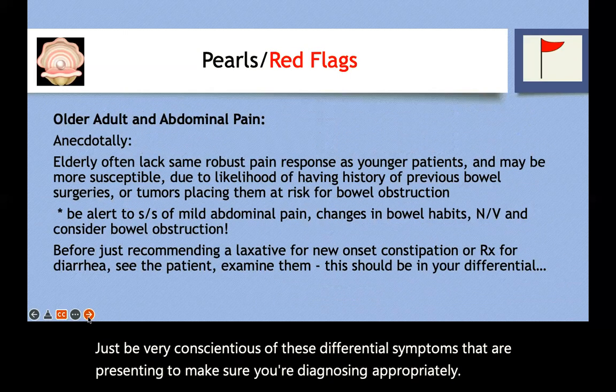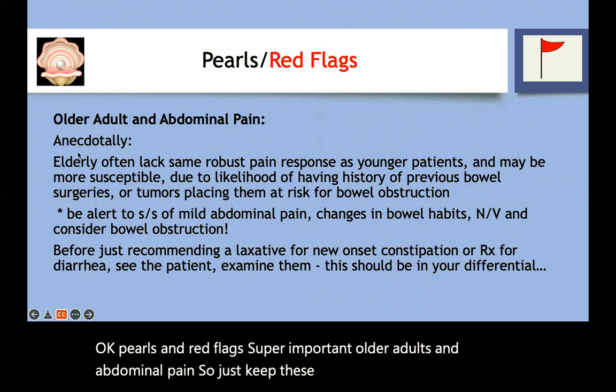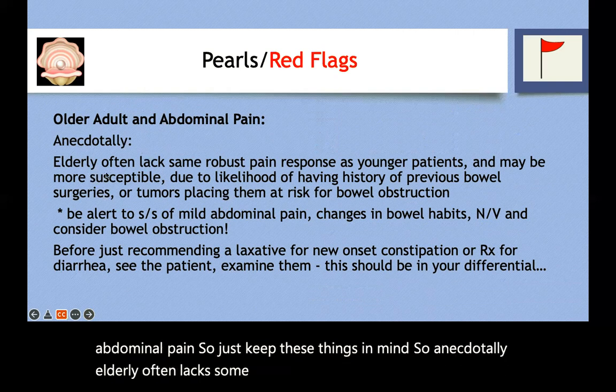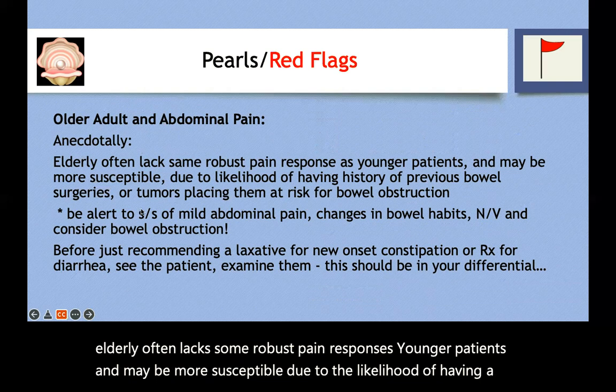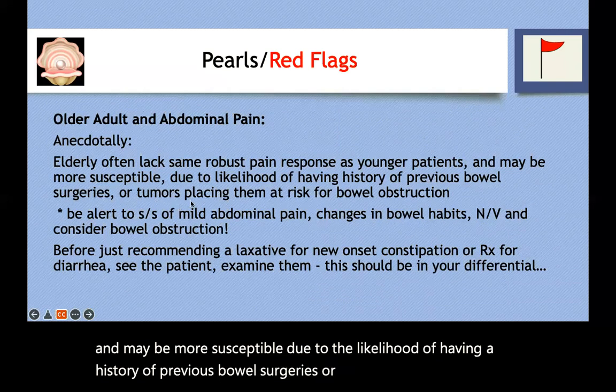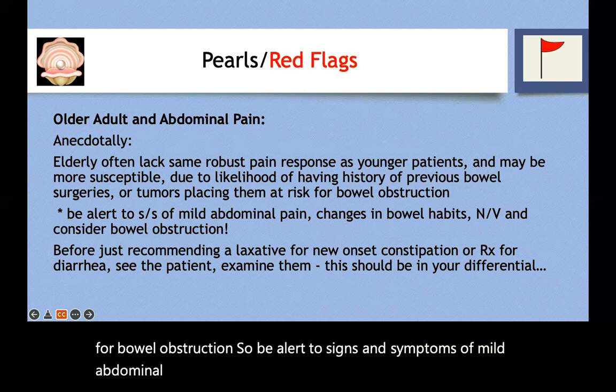Okay, pearls and red flags, super important. Older adults and abdominal pain. So just keep these things in mind. Anecdotally, elderly often lack as robust a pain response as younger patients and may be more susceptible due to the likelihood of having a history of previous bowel surgeries or tumor, placing them at risk for bowel obstruction. So be alert to signs and symptoms of mild abdominal pain, changes in their bowel habits, nausea and vomiting, and you always want to consider a bowel obstruction.